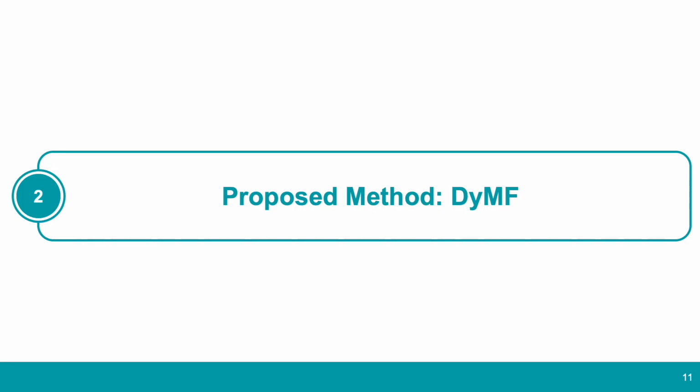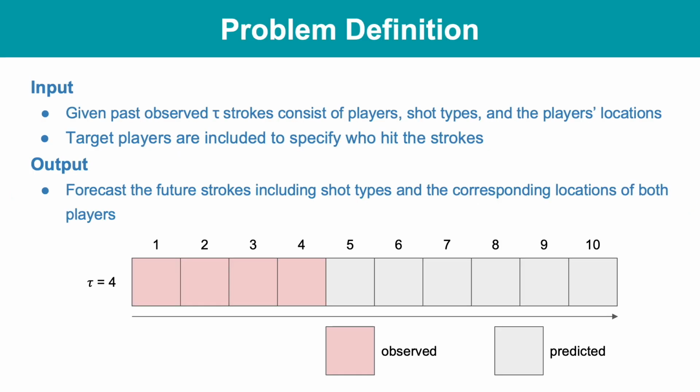Next, we are going to talk about our proposed method, DyMF. Here is the problem definition. Given the past observed strokes consisting of players' shot types and the players' locations, the objective is to predict future strokes in the rally, including shot types and the locations of the two players.